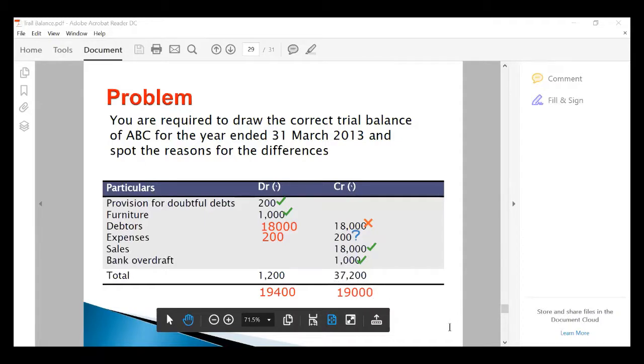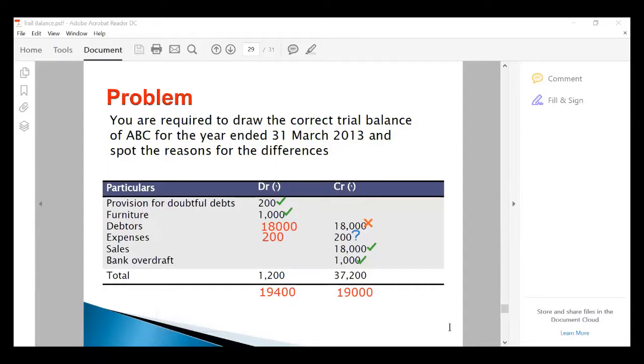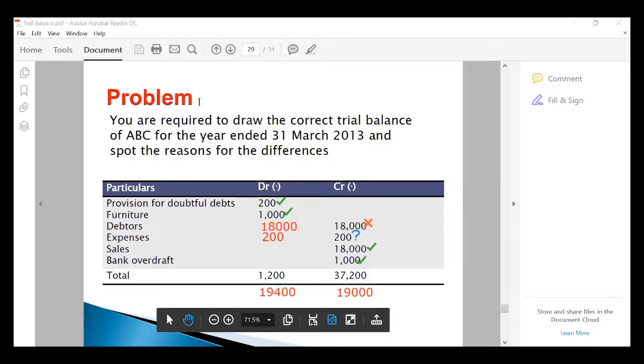Here we have a debtor, expenses, furniture, provision for doubtful debts. Provision for doubtful debts. Okay, provision also expenses. Okay, 19,400. Okay, so there is a difference of 400. Let's see the answer. What is being given?